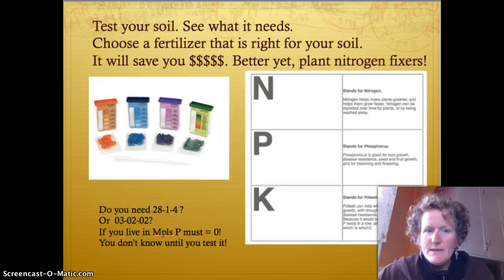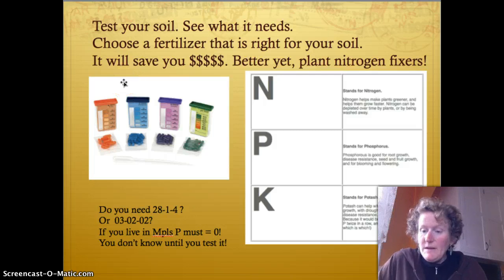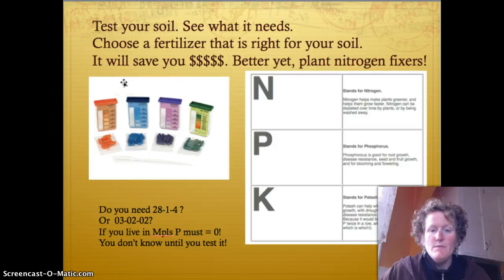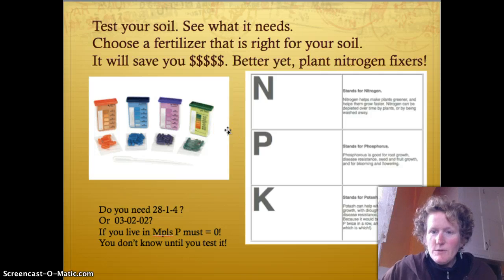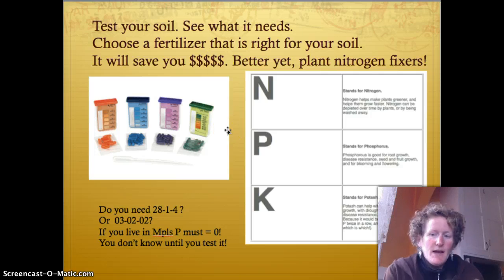But number 8, test your soil. Before you fertilize, test your soil. If you don't, you might not even need fertilizer and you can save your money. If you do need fertilizer, you can buy something that's high in N or high in P or high in K, something that's right for your soil.